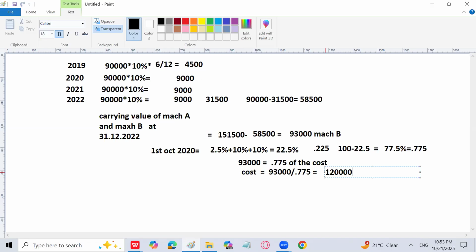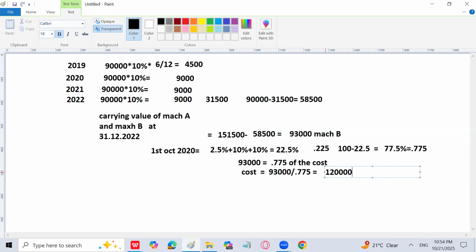Sir, it is very difficult. Please explain it again. Okay, let me explain it again for you. Number one, in the first two parts, we have found the total depreciation on machine A. We subtracted the total depreciation from cost to get the net book value, which is 58,500. You can also call it the carrying amount. Then the total carrying amount at 31st December, including A and B, is given as 151,500. From that I subtracted machine A's carrying amount, so I got machine B's carrying amount, 93,000, on 31st December 2022.